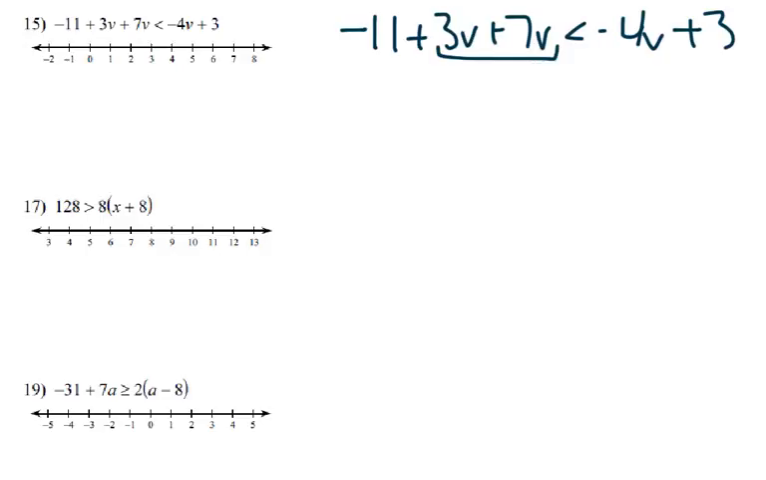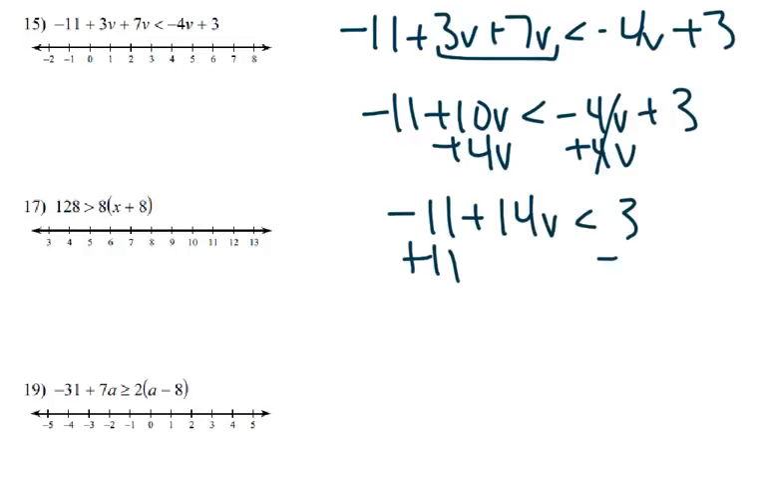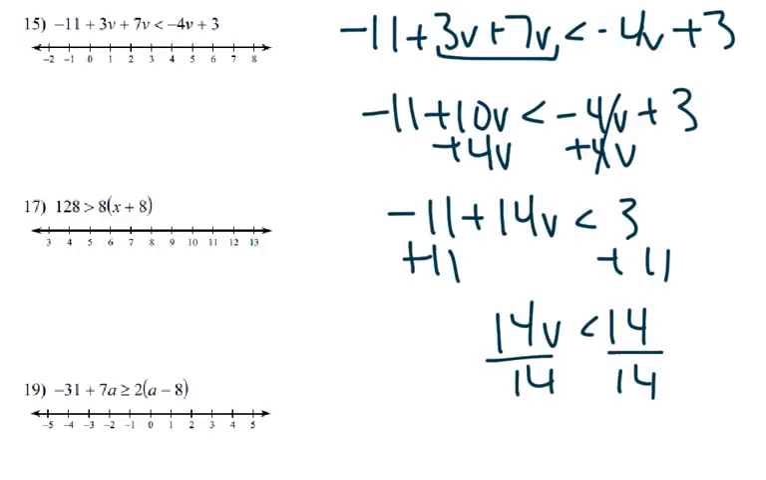These are on the same side, so I can just combine them together to give me 10v. I don't have to add or subtract one. It's when they're on the opposite sides that we have to add or subtract. And when I add the v's, I only add them to other v's. So negative 11 plus 14v is less than 3. Add 11. I get 14v is less than 14. Divide by 14. And v is less than 1. So open circle because there's no equal to. V is less, smaller.